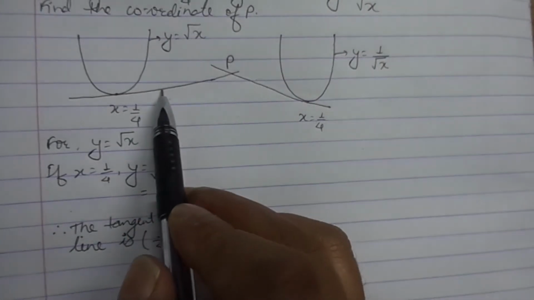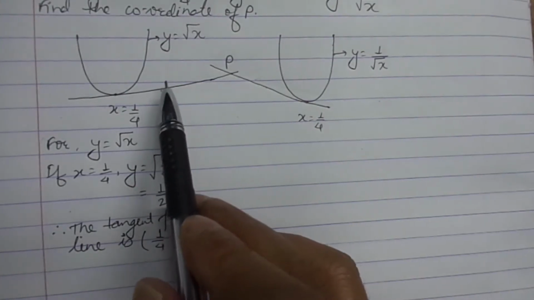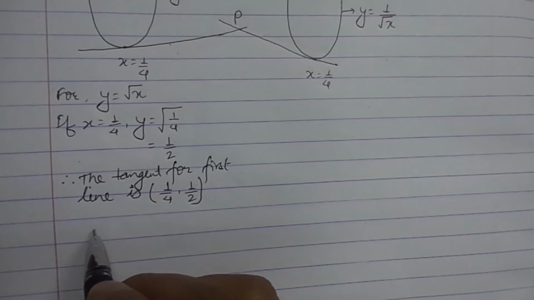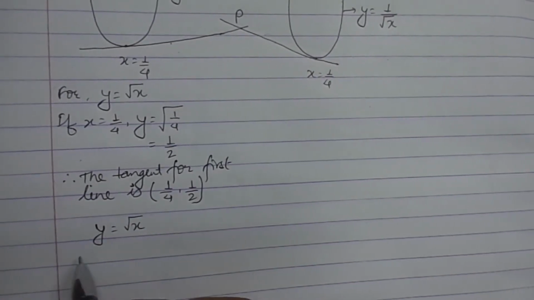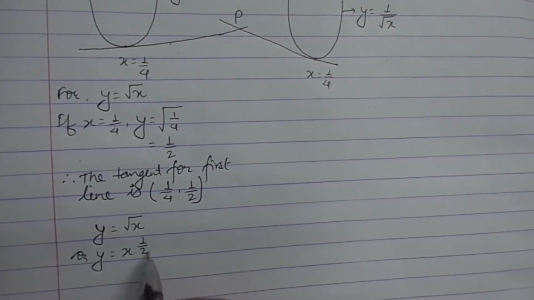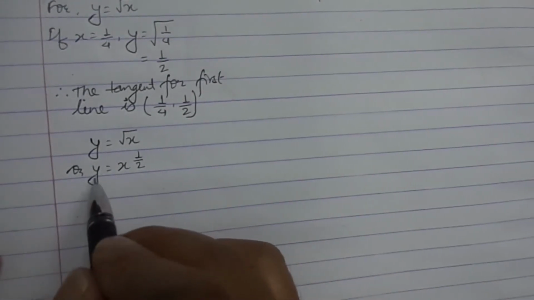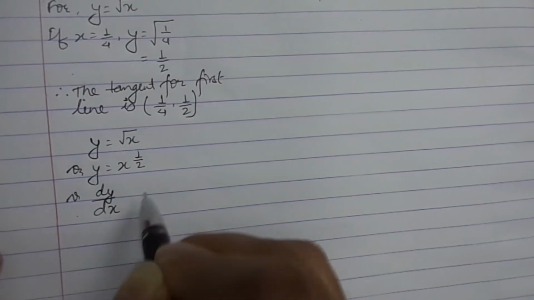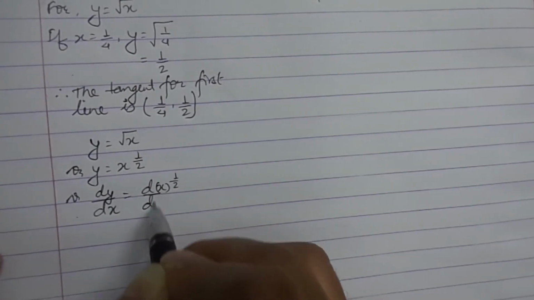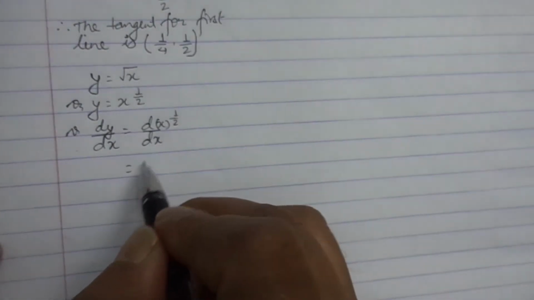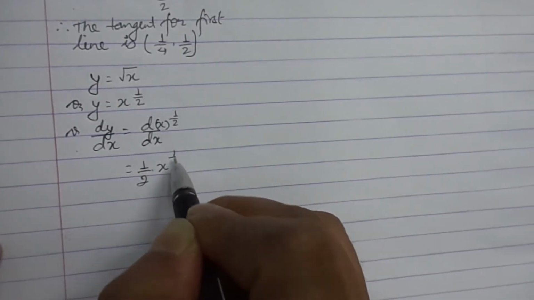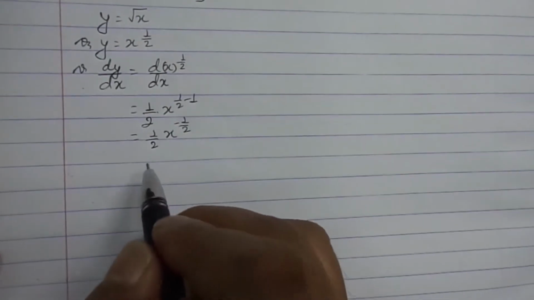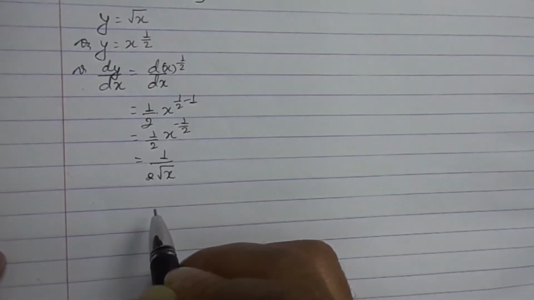Now we are going to find the slope of this tangent, and the slope of this tangent is obtained by finding the slope of this curve at the given point. For this, y equals root under x, or it can be written as y equals x to the power 1 upon 2. Now we'll differentiate both sides with respect to x, that is, dy upon dx equals d by dx of x to the power 1 upon 2. Now the power rule can be applied over here. We'll get 1 upon 2 x to the power 1 upon 2 minus 1, and if we solve, we'll get x to the power minus 1 upon 2, and finally it will be 1 upon 2 root under x.